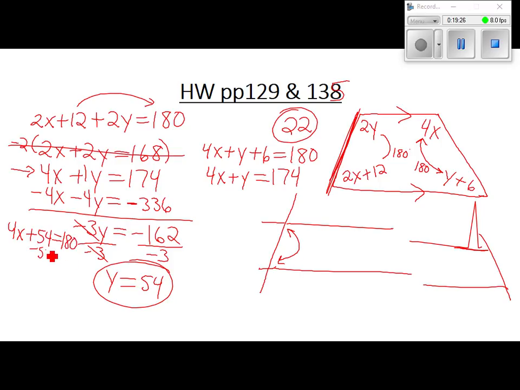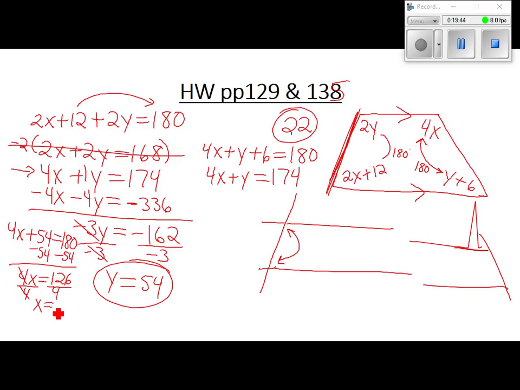Subtract 54 on both sides. What's 180 minus 54? 126. And then we gotta divide by 4. What's 126 divided by 4? This is 31.5.